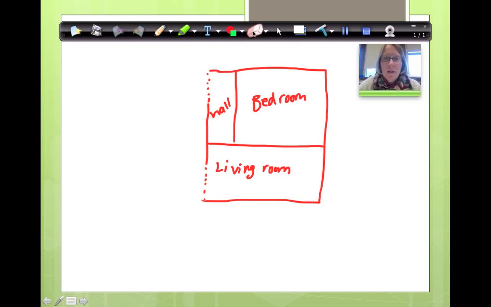This also means that right here, maybe you go into a hallway and this is how you get to the bedroom. This right here is my doorway. So I need to know what the area of my living room is. I need to know what the area of my hall is. I need to know what the area of this bedroom is.